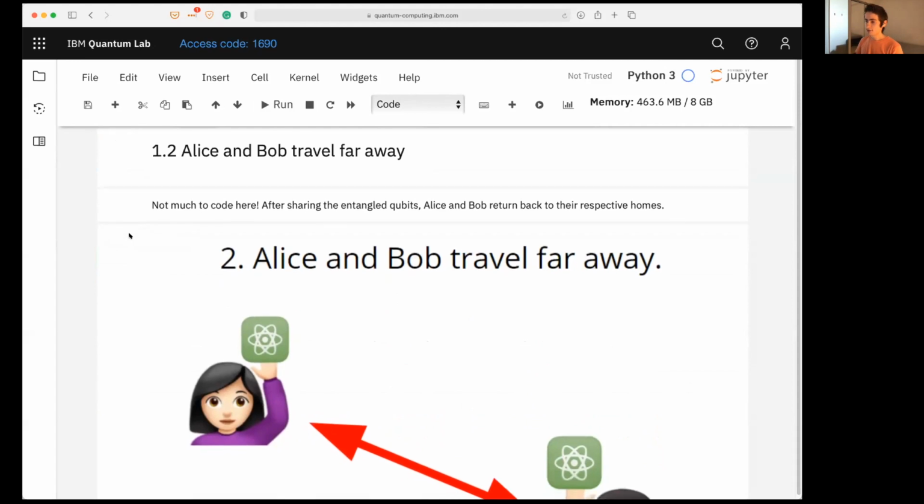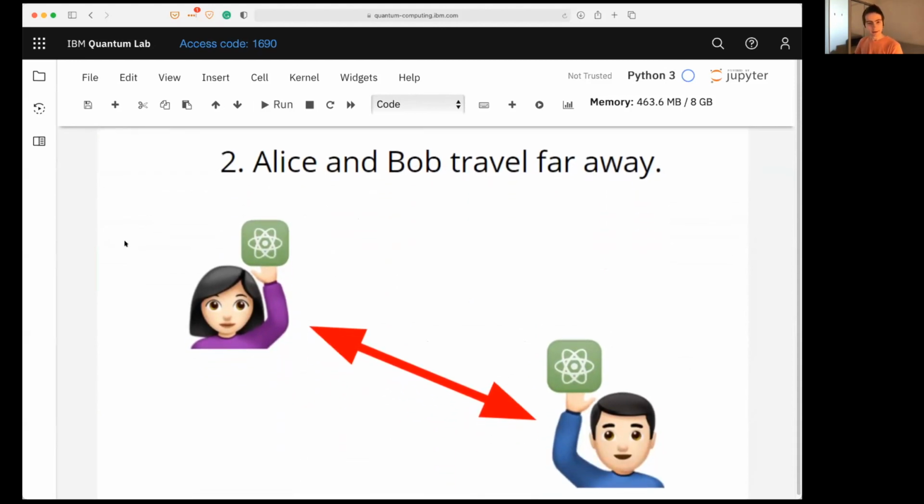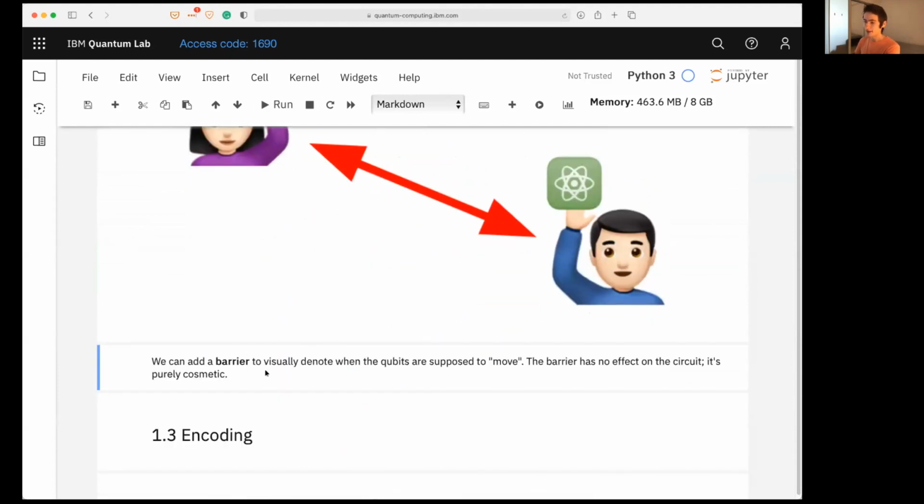Okay, on to step 2. So step 2 is that Alice and Bob travel far away. Now, there's not really anything we have to do to the circuit in this case. I am going to do one thing, though, to just give us a visual cue of what's going on. So again, Alice and Bob traveling far away, there's no gates we have to apply that simulate this.